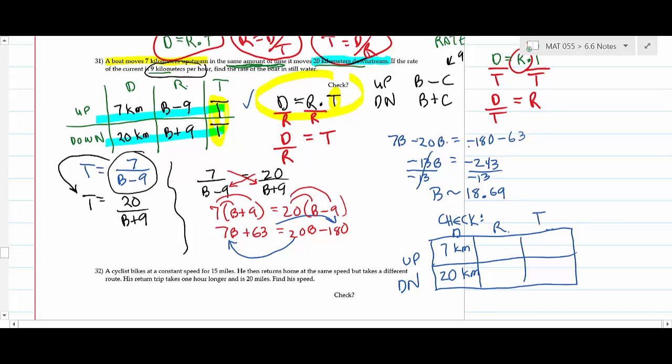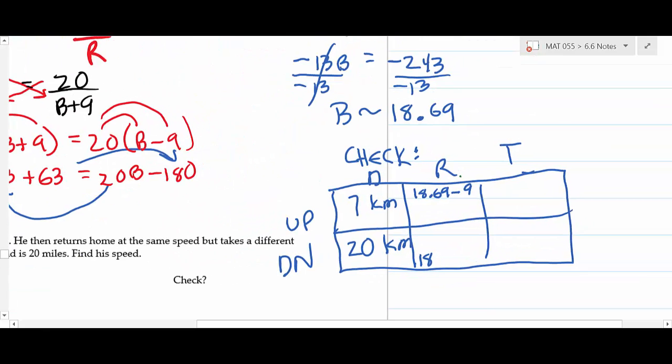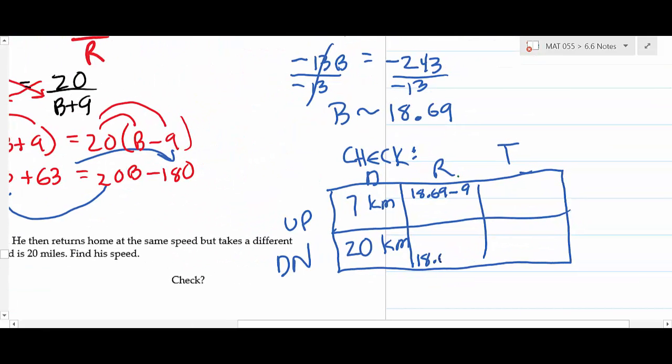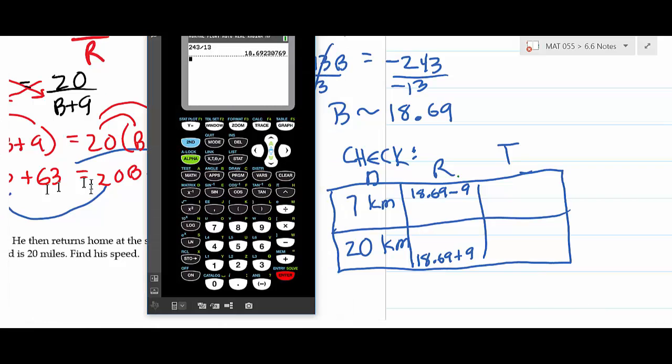So what you could do is you could do 18.69 minus 9. Okay, and we'll do that on the calculator. Then we're going to do like 18. I'll zoom on this a little bit because I'm writing kind of small. Then I'm going to do 18.69 plus 9 like that. Okay? So if I was to do this, if you need to use your calculator, you certainly can.